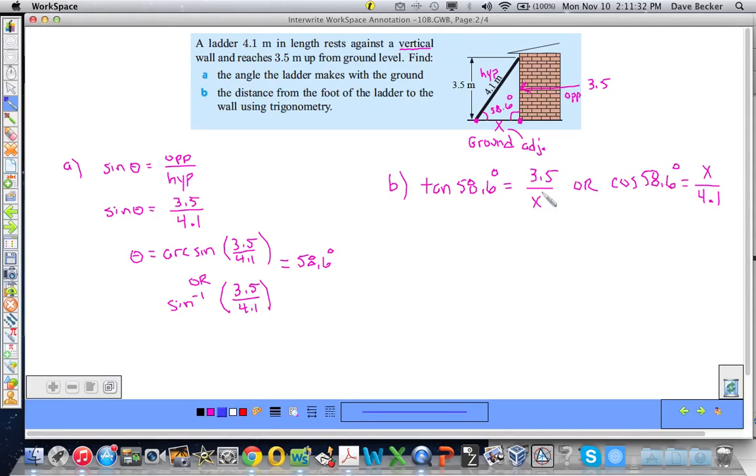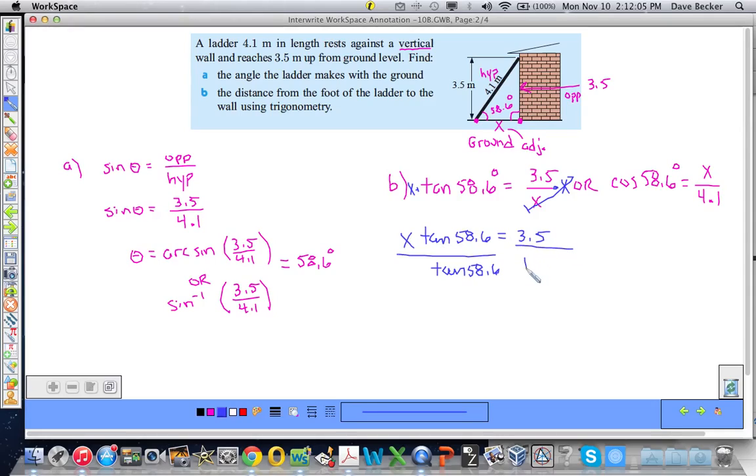Plus, sometimes you don't have a choice, and I know sometimes you don't like it when x is in the denominator. No big whoop. I'm going to multiply both sides by x here, and the x's cancel because they are equal to 1, x over x. So now I have x tangent 58.6 is equal to 3.5. And I'm solving for x, so I'm going to divide both sides by the tangent of 58.6.